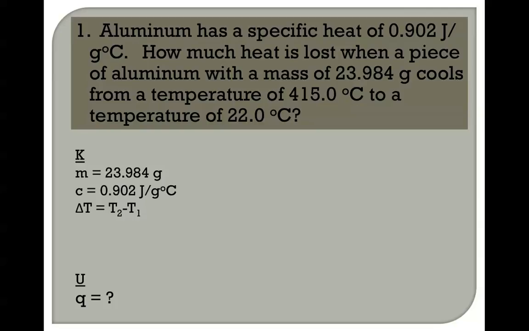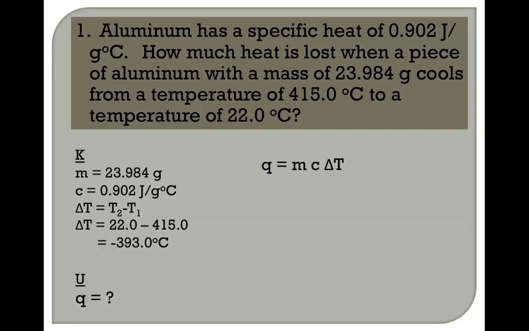So here's an example. We have aluminum. We're given the specific heat, we're given the mass, and we're also given the final and initial temperatures. And we're going to try and figure out the Q value, or the heat. So here I have T2, my final temperature, minus T1, my initial temperature. So I have a negative temperature change. This would tell us that there's been a loss of heat, so we should see a negative value for Q, or for heat. So I write down my formula.